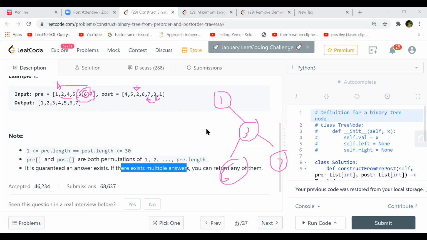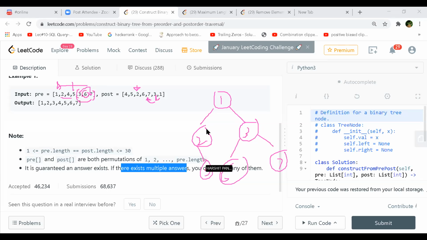Now you are trying to build the left subtree. So you will make this 2. Now you move one step behind in your post order. You see a 5. So this is what that 5 is. Now you will make a call for this 5, like this one. You make this 5.